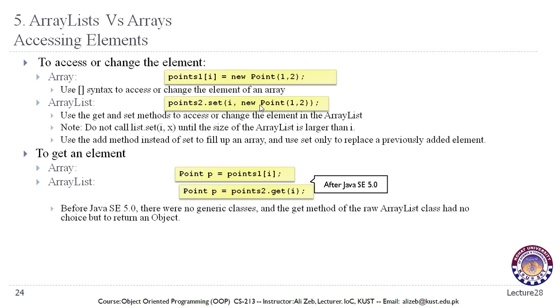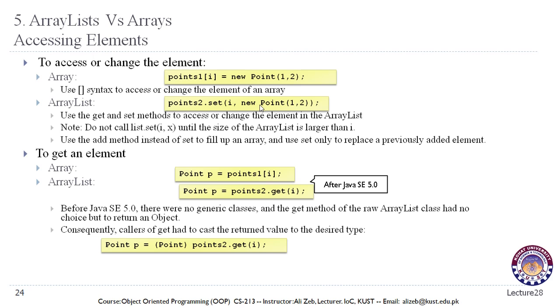Before Java SE 5, there were no generic classes, and the get method of the raw ArrayList class had no choice but to return an object. Consequently, callers of get had to cast the returned value to the desired type. Although we do not need to do this now, previously this was a requirement to convert the object into the desired type when we were getting the value at a certain position from our array list.